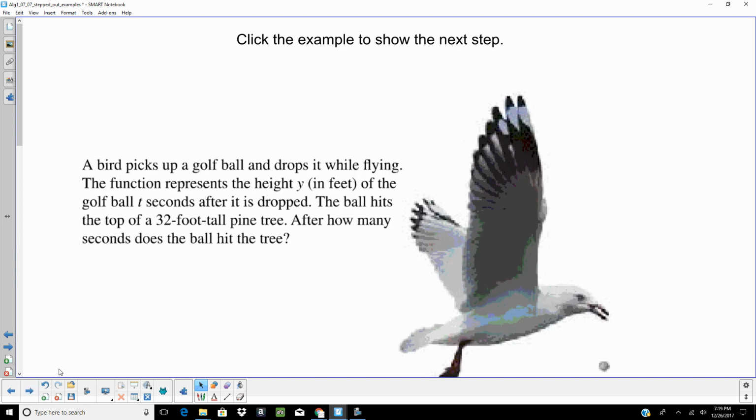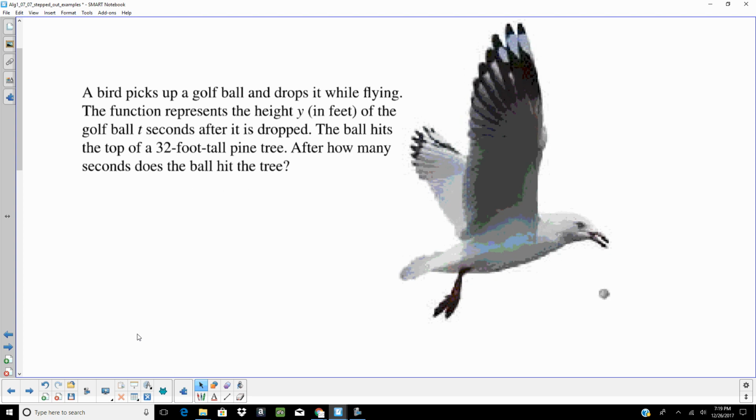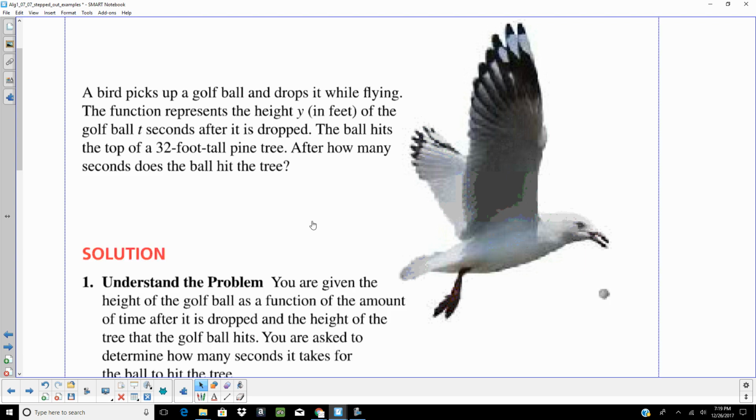All right, let's do a word problem. A bird picks up a golf ball and drops it while flying. The function represents the height y in feet of the golf ball t seconds after it is dropped. The ball hits the top of a 32-foot tall pine tree. After how many seconds does the ball hit?